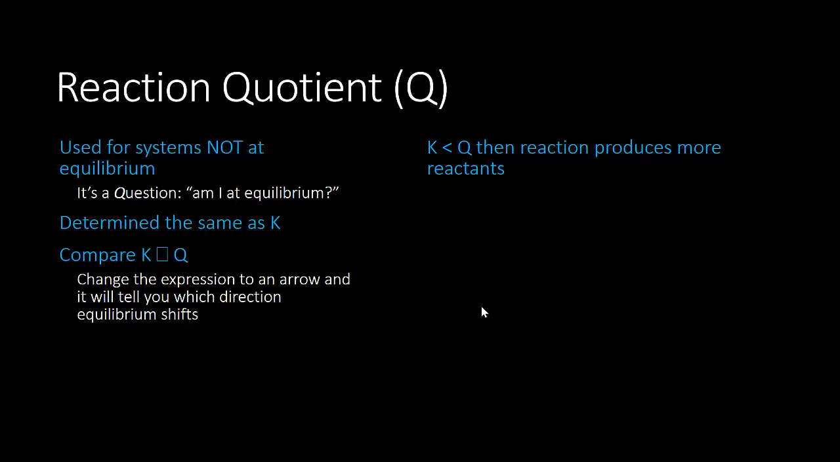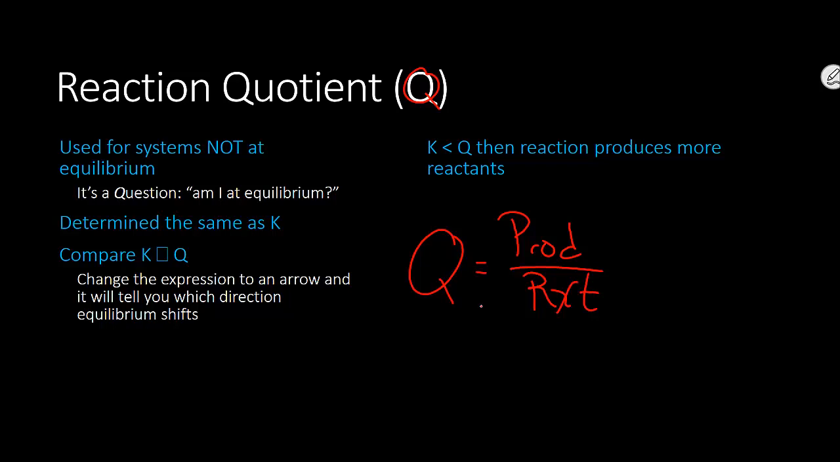So if a system is not at equilibrium and you're given its concentrations, you can determine if the reaction has reached equilibrium or not by setting up what's known as a reaction quotient. You're going to question if you're at equilibrium. Get it? That's why it's given the variable Q. Now, calculating your reaction quotient is exactly the same way you calculate equilibrium position. It's the ratio of products to reactants.